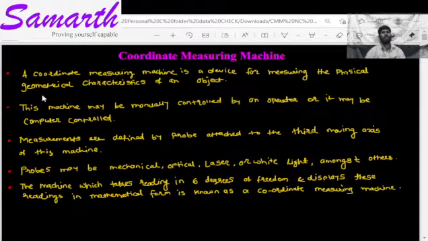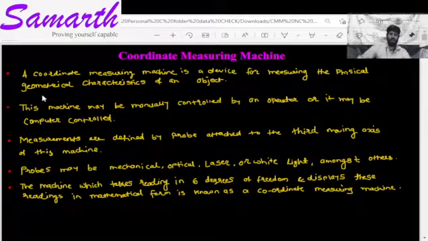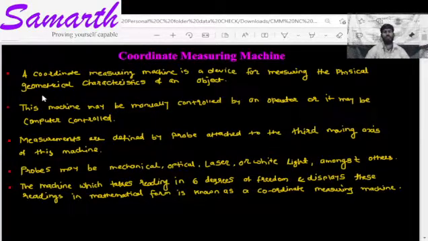What is CMM? CMM is a device for measuring the physical geometrical characteristics of an object. Let us say there is some physical object and we are doing some reverse engineering. General purpose for CMM is reverse engineering, as well as it is also used in some aeronautical and some industrial purposes also.